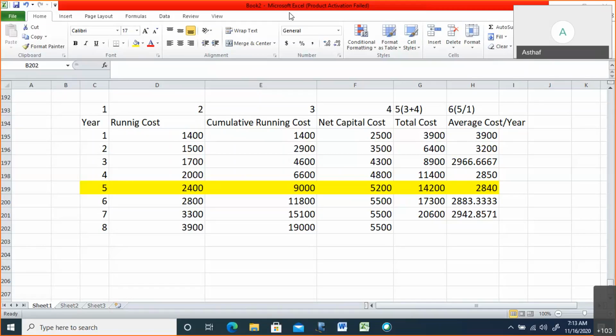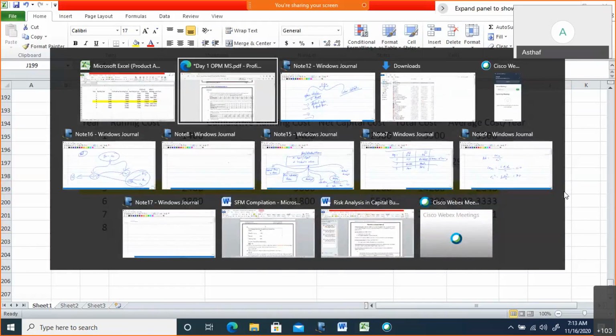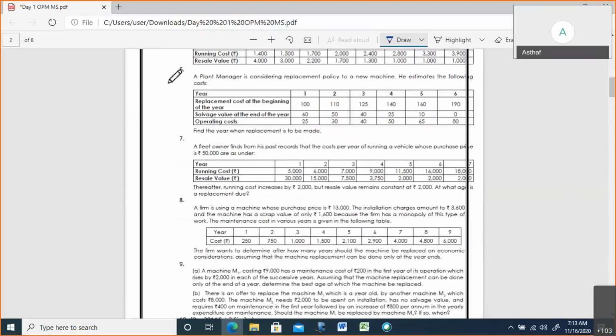So hope you have completed. We will move to the next level question. What is the next level question? A little bit of changes are there, but we will be able to solve it. Yes or no? Are you ready?